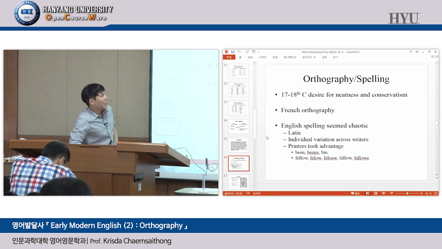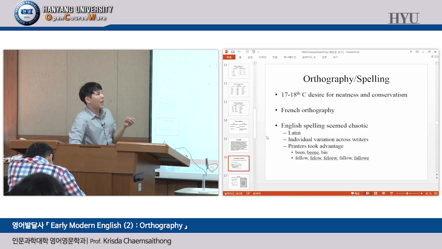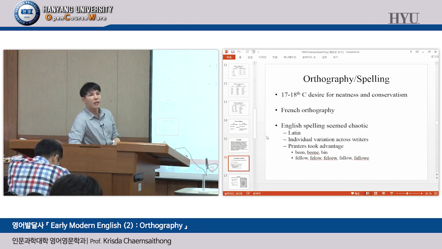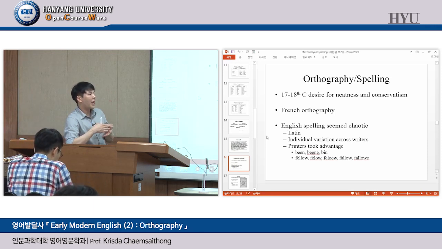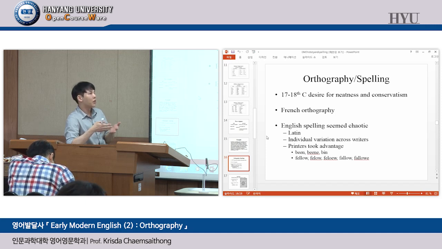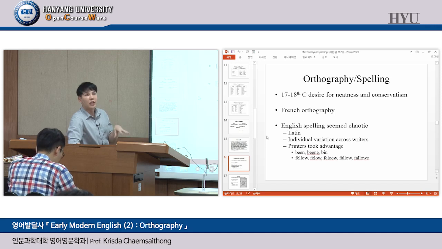So in the 17th and 18th century, this is later early modern English, there is this desire for neatness and conservatism, meaning that people start to feel that they need some rules to abide by. Now that we have the printing press, now that we have a lot of words that we borrow from Latin and Greek and other languages that we come across when we explore the world, now there is the need to put some rules onto the language, onto the use of language.